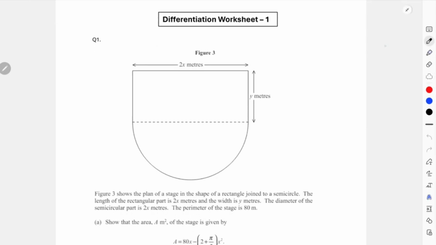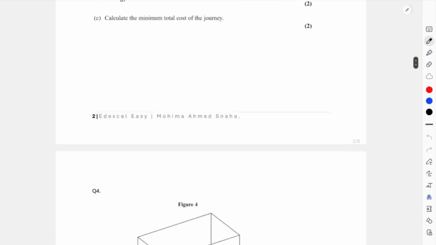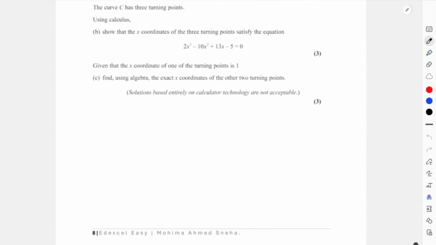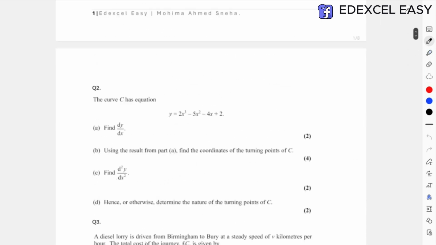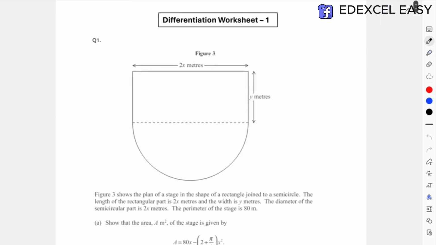The worksheet is entirely compiled from your question papers. They have questions from the recent papers and also from the old papers. This is like a combination. I think this entire paper will have 10 to 11 questions, and we're going to solve each question within this video.